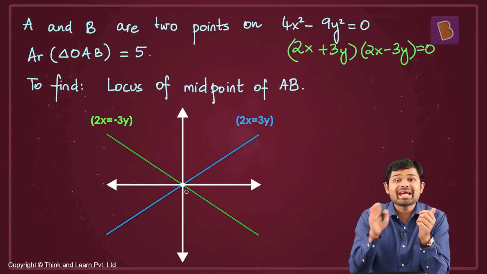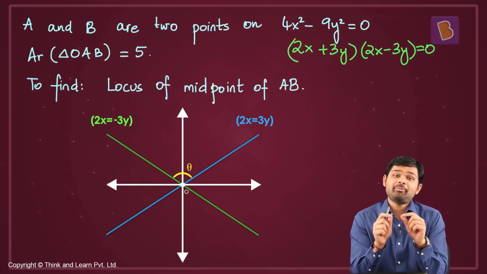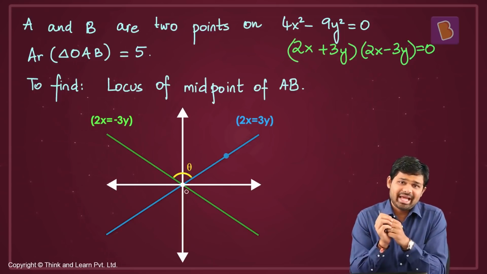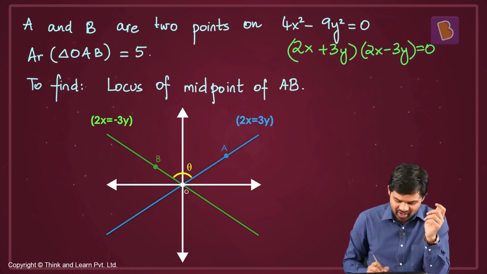I'm going to call the angle between them to be equal to theta. Okay, so now I'm going to mark a point A. So let's say point A is on 2x equal to 3y and point B is on 2x equal to negative 3y.